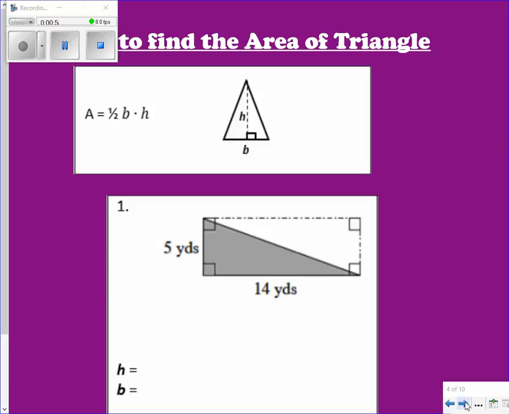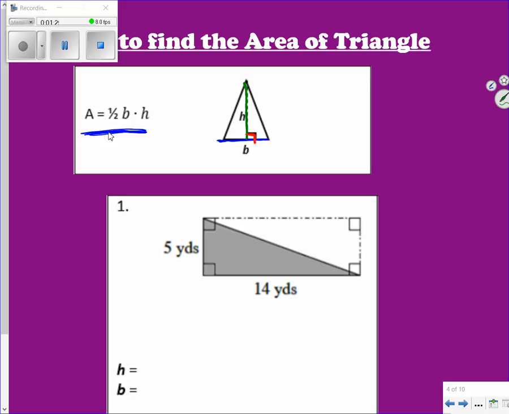So to get us started, we need to look at finding the area of a triangle. Remember, the area of a triangle is 1/2 the base times the height. It's important to know that the base and the height always intersect at a right angle. Those lines are always perpendicular to each other. So whenever you're looking to find the base and the height, you need to look for where they're making a right angle.